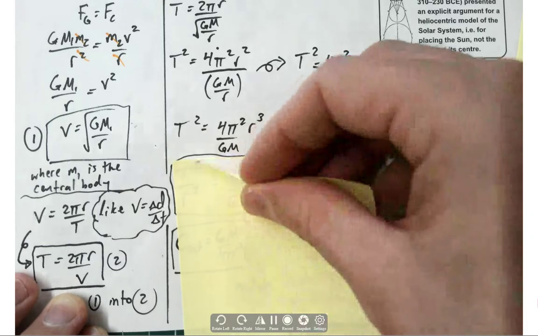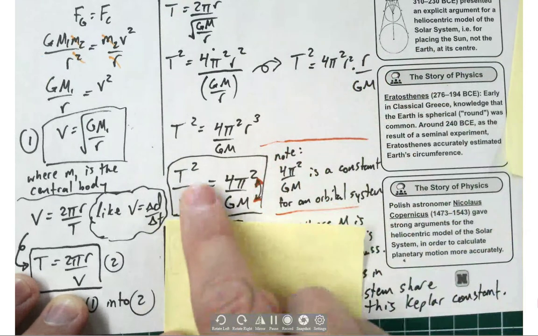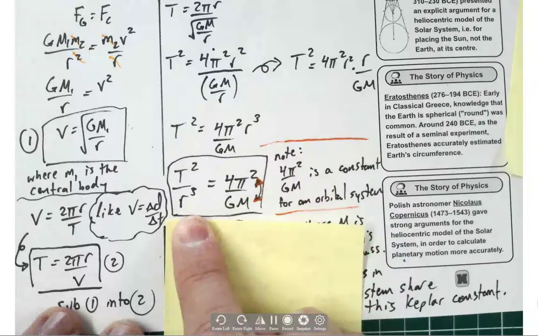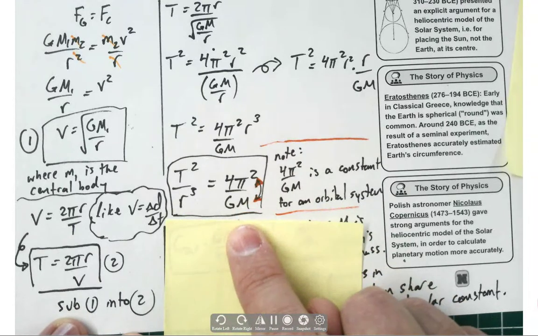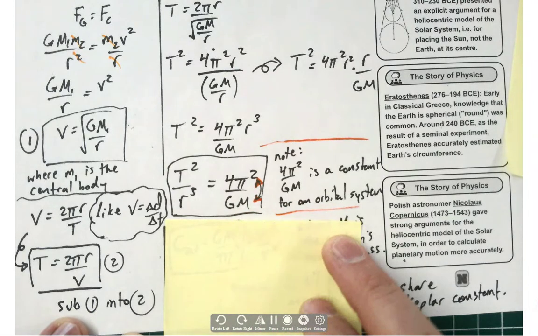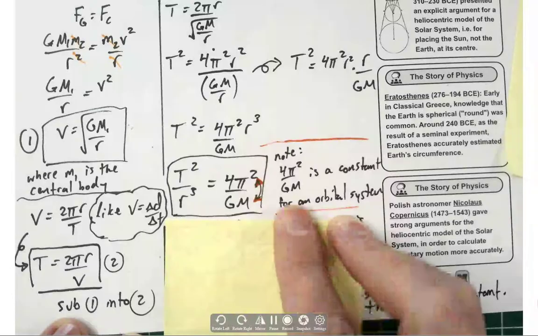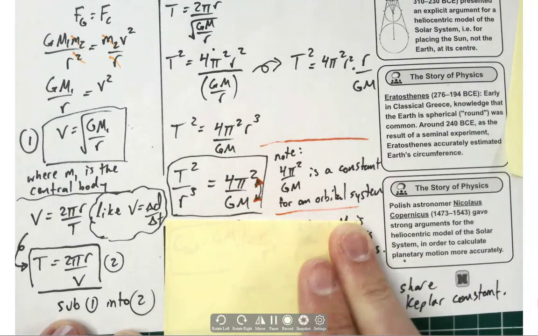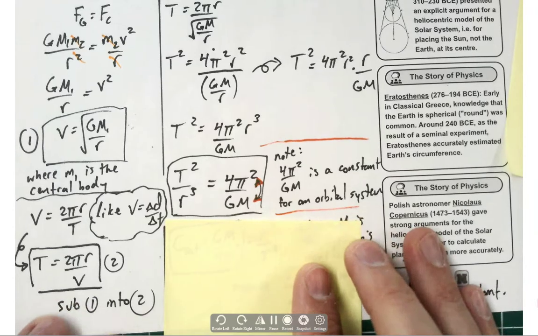So what this means is that if I can isolate to get period squared over r cubed, 4 pi squared over gm, that 4 pi squared over gm is going to be a constant for an orbital system. Doesn't matter what body's orbiting around it. Doesn't matter what planet is orbiting around the sun. Our solar system has that as a constant. And Kepler called it his Kepler constant. It was the Kepler constant for our solar system.